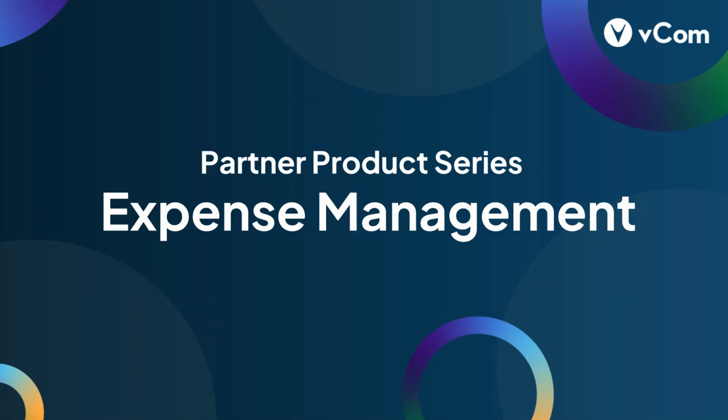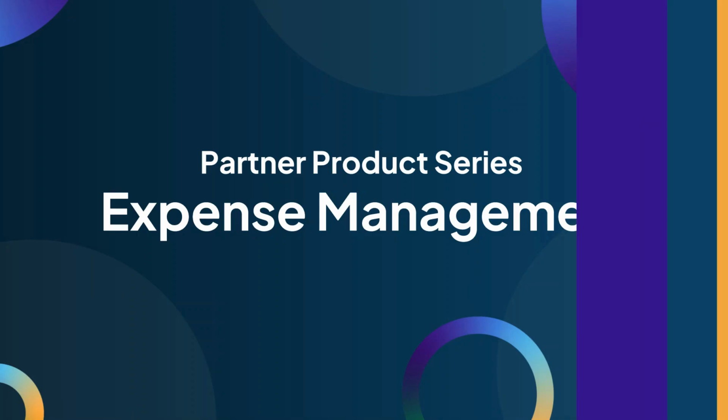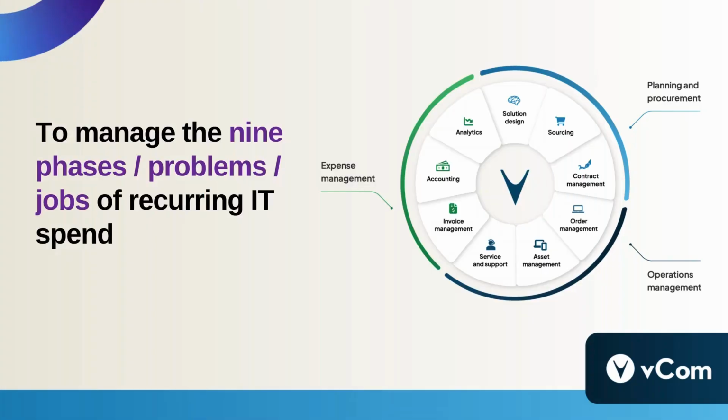Let's get started. Today, we're going to talk about all things expense management, but real quick, we're going to zoom out and talk about lifecycle management. And what exactly does that mean when you hear the vCom team or see the vCom products of network and mobile lifecycle management? Lifecycle management to us means the following: to manage the 9 phases, aka problems, aka jobs, functions, responsibilities, whatever you want to call them, of recurring IT spend. And we truly believe if you're not addressing all 9 of these, then you're not managing your IT assets effectively.